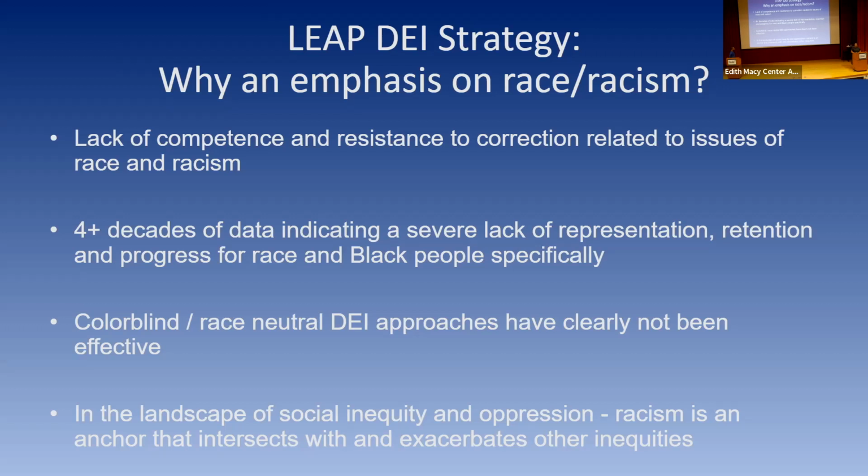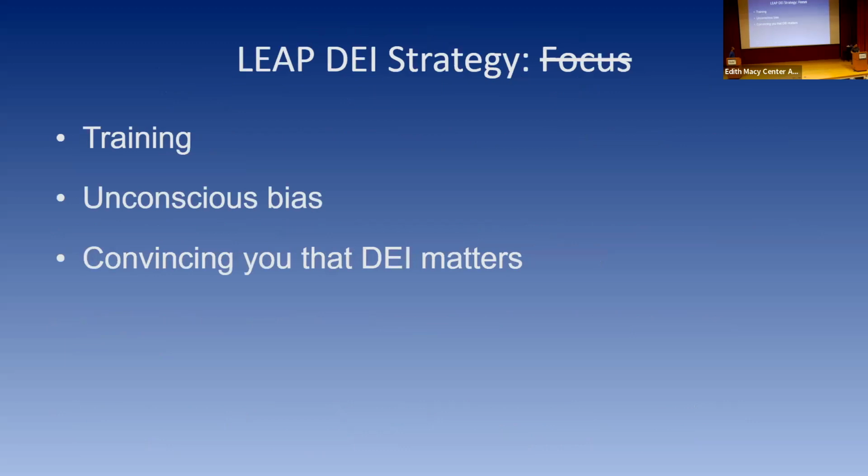And in the landscape of social inequity and oppression, racism is an anchor that intersects with and exacerbates all other inequities. Anytime you introduce race into a model that's trying to document social inequity, the worst outcomes are for groups that represent particular racial positionalities. And so we know that that changes the likelihood of progress, the likelihood of access, et cetera, significantly. So it's important for us to think about it as a distinct phenomenon.